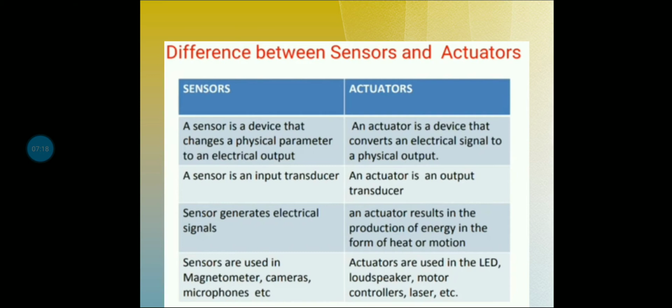So there is a slight difference between sensors and actuators: a sensor is a device that changes a physical parameter to an electrical signal, whereas an actuator is a device that converts an electrical signal to a physical form. Okay, finally, physical to physical conversion we are getting through the transducers.